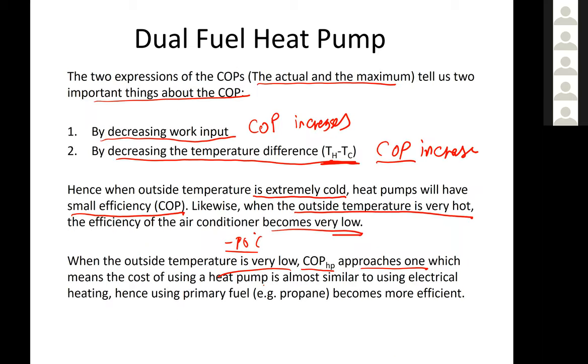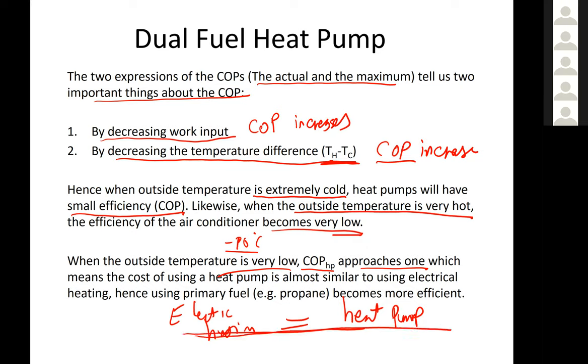That means at that point, what will happen? Electrical heating will be the same as using a heat pump. But electrical heating is not the best option if I can use a primary fuel, like natural gas or propane, if I can use a furnace. So I might not have the best choice. Instead of using a heat pump in that case, I can switch to a furnace. And so in that case, I will have a dual system, a heat pump and a furnace.